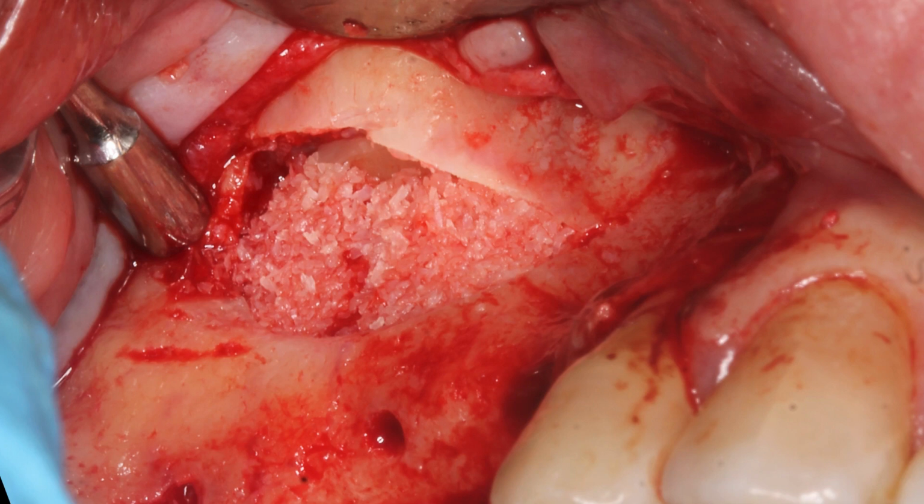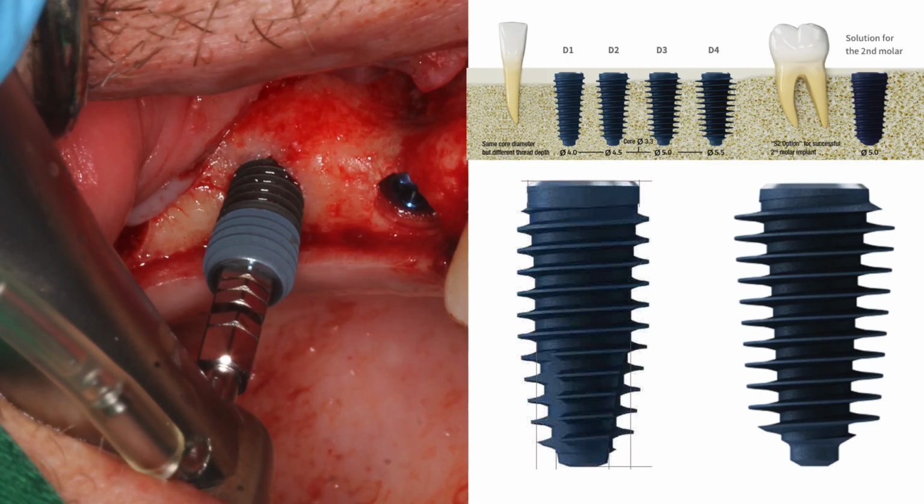Once we have, say, 80-90% of the bone in the right position that you feel confident, you simply start the osteotomy process and place the implant as if this is a normal healed site.